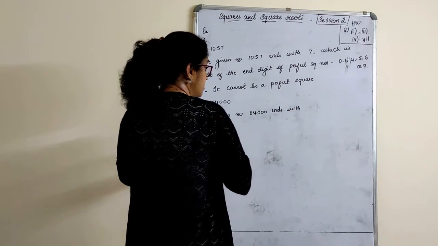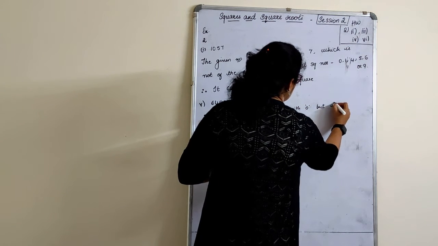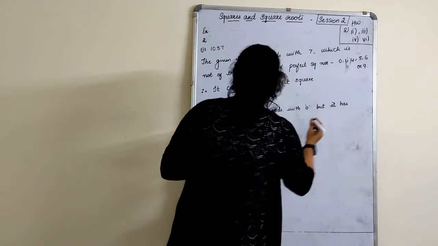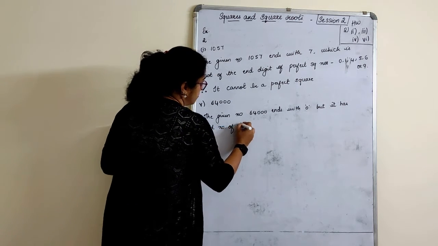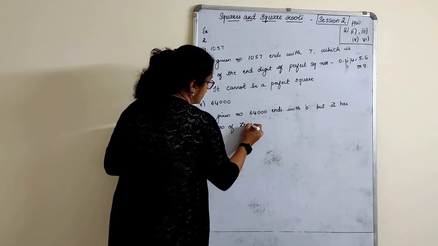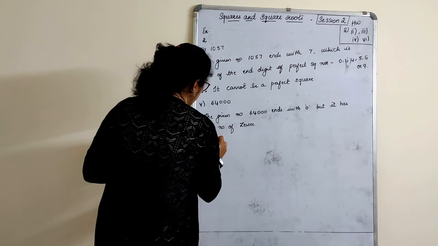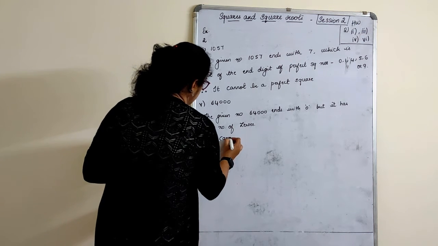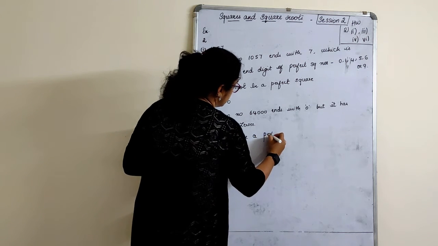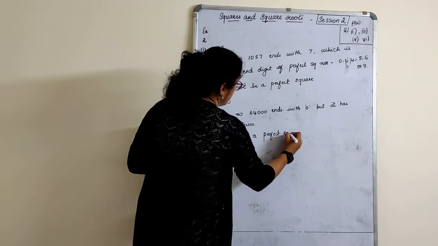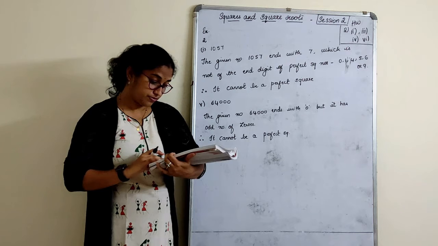Ends with 0, but it has an odd number of zeros, right? Therefore, it cannot be a perfect square. So if it has to be a perfect square, it has to always end with an even number of zeros.